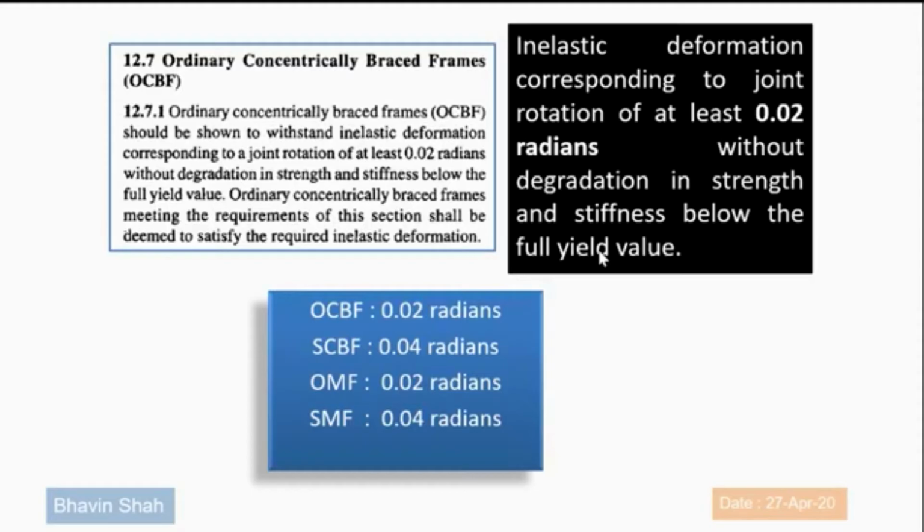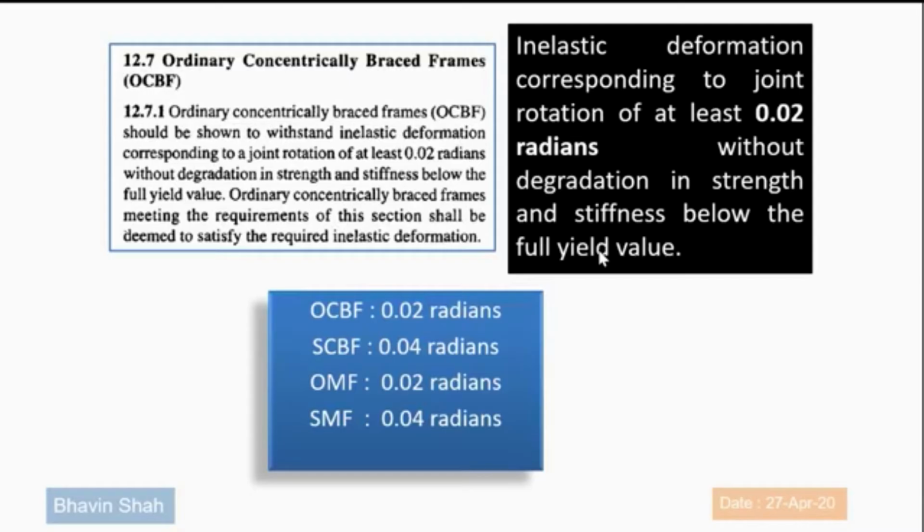Okay, so this is a very interesting slide now. This is clause number 12.7 for ordinary concentrically braced frames. Now, what is said in this clause is that inelastic deformation corresponding to joint rotation of at least 0.02 radians, without degradation in strength and stiffness below the full yield value, should be demonstrated.